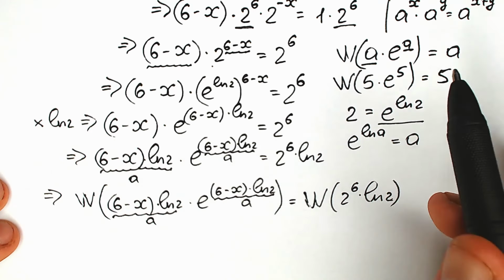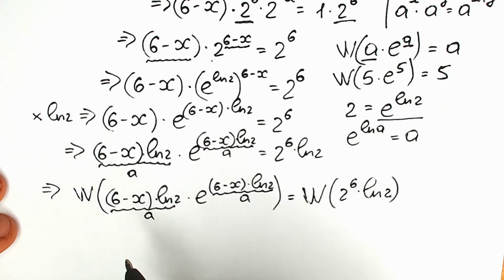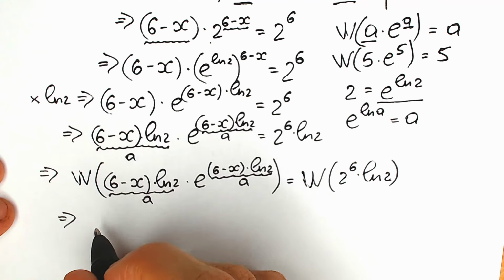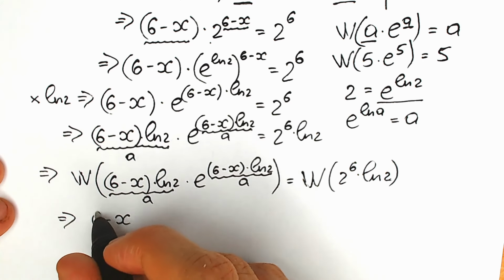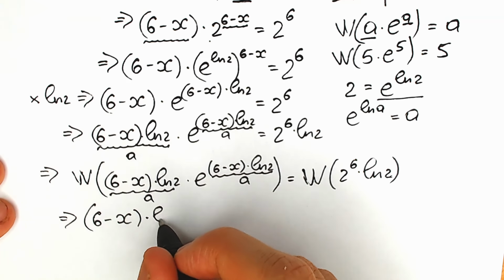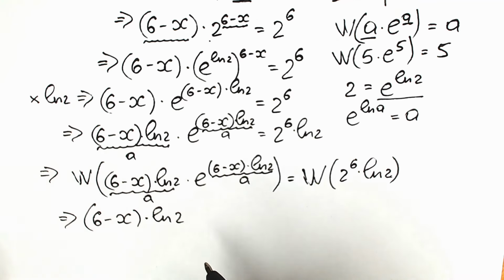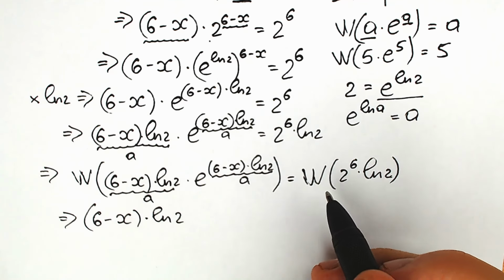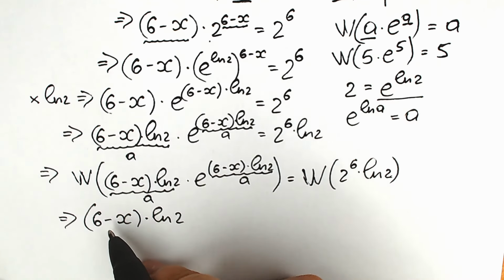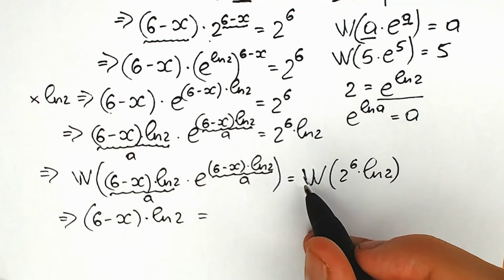And if you can see right here, we can write it with the Lambert W function. So as a result, this is equal to 6 minus x times natural log 2. So this is the expression from the left side. Right now, let's not forget that we need to find our x. So let's do some manipulation on the right side.